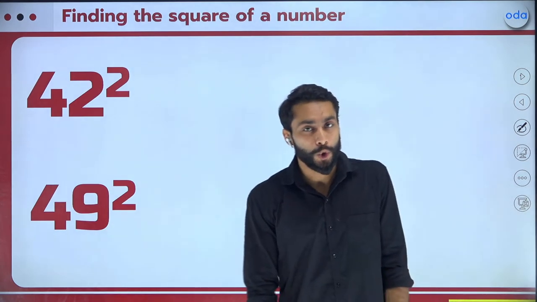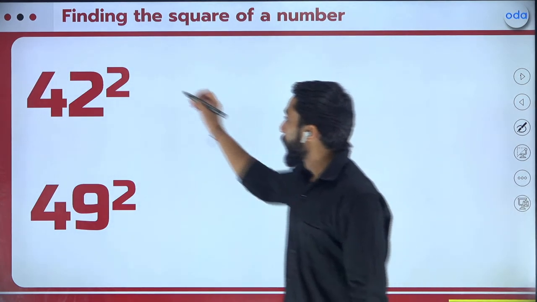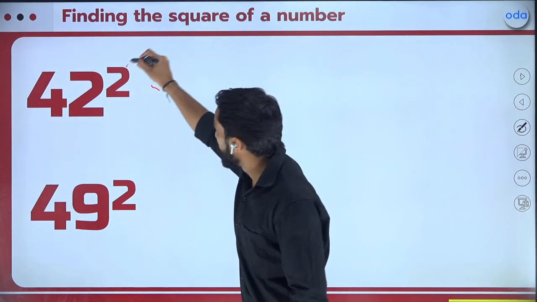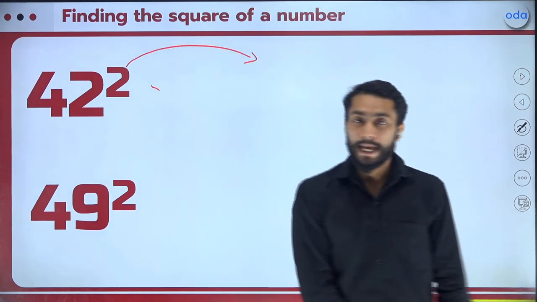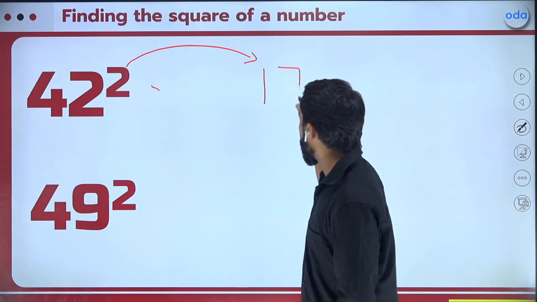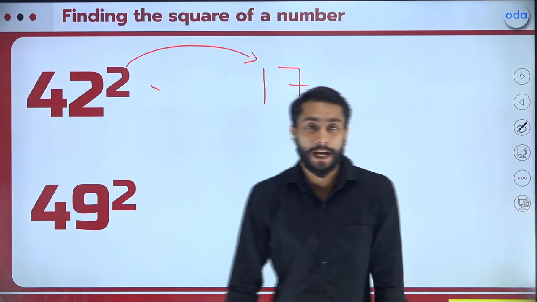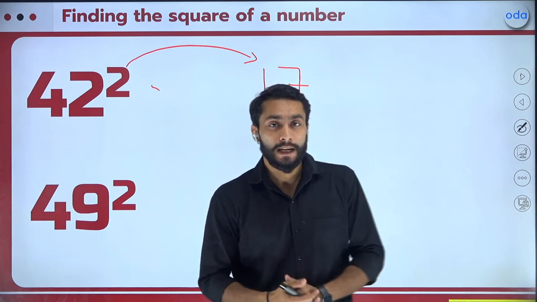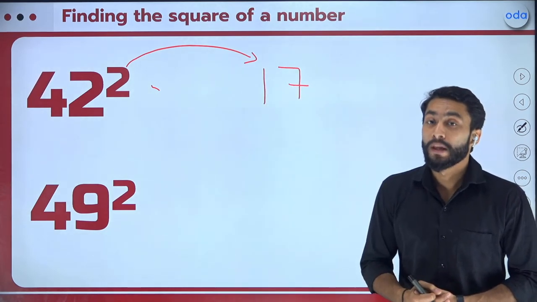So 42 square we are trying to find. All right. How far is this number from 25? This is 17 far. That means the first 2 digits are 17. What about the last 2 digits? What is the question that you need to ask? How far is this number from 50?